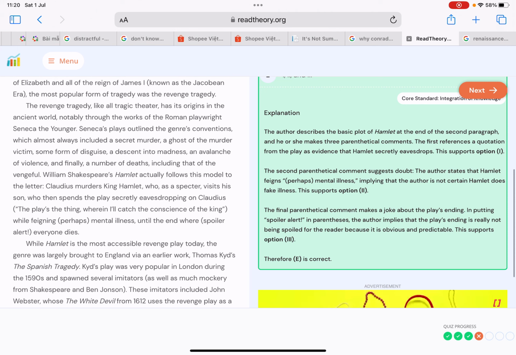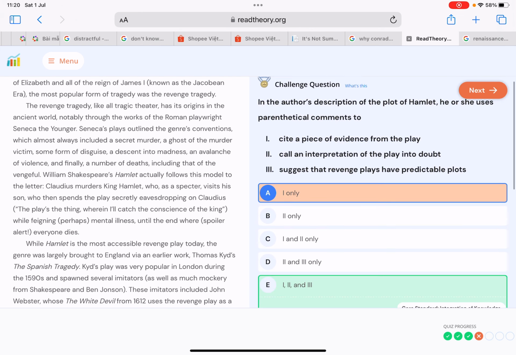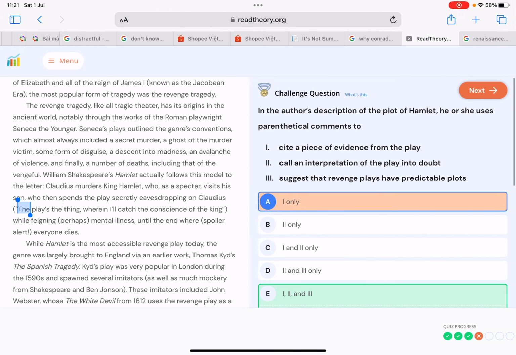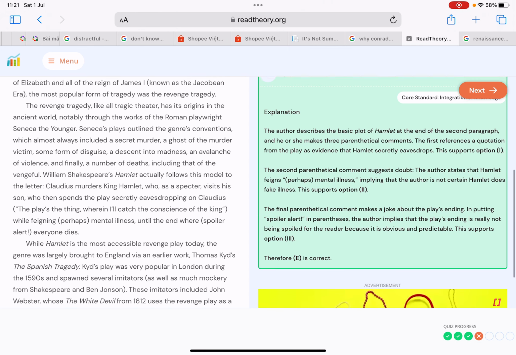Wait, one, two, and three again? Why? Okay, let's see. The author describes the basic plot of Hamlet at the end of the second paragraph, and he or she makes three parenthetical comments. I think we just need to consider only one sentence, and that's why I chose only the one option. I think we just need to answer this question regarding only one sentence in the parenthetical, but I don't know that all three of them count.